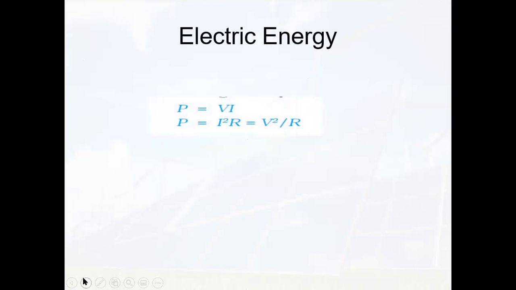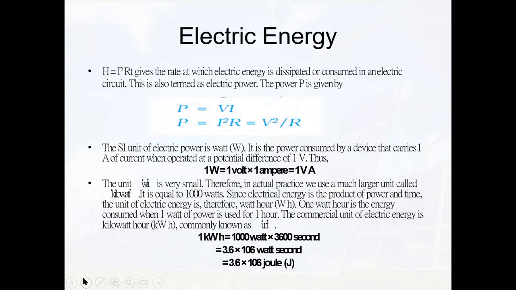Electric energy. What is this electric energy? Heat H is equal to I squared RT, where H is heat and I is current. H is equal to I squared RT gives the rate at which electric energy is dissipated or consumed in an electric circuit. This is also termed as electric power, and we can represent this power by P.